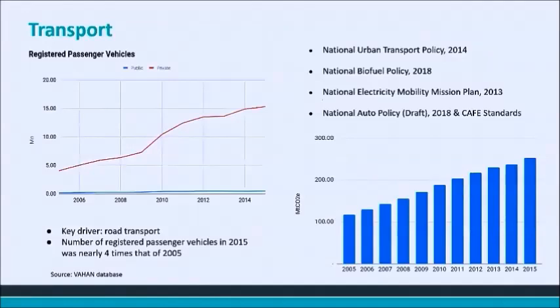So let's look at transport now. Emissions in the transport sector are driven primarily by road transport. If you look at the graph on the left, you'll see that there was a massive increase in the number of registered passenger vehicles between 2005 and 2015, which nearly quadrupled. This correspondingly has caused emissions from the transport sector to nearly double.